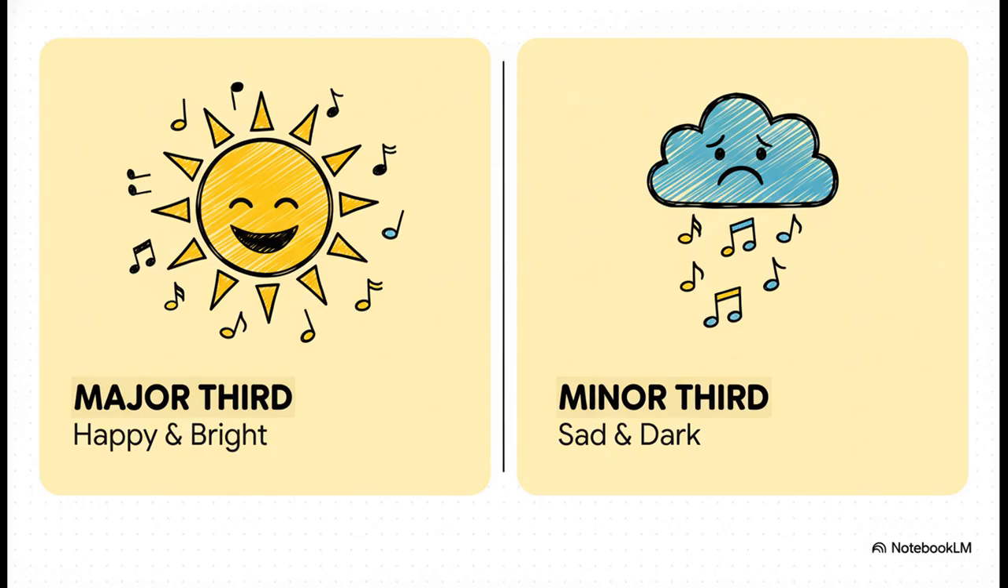Check this out. A major third is 4 half steps apart. It sounds bright, cheerful. Think of the beginning of Oh, When the Saints Go Marching In. Now, take away just one of those half steps, and you get a minor third. Suddenly, it's darker, more serious, like the classic tune Greensleeves. That single, tiny change completely flips the mood.